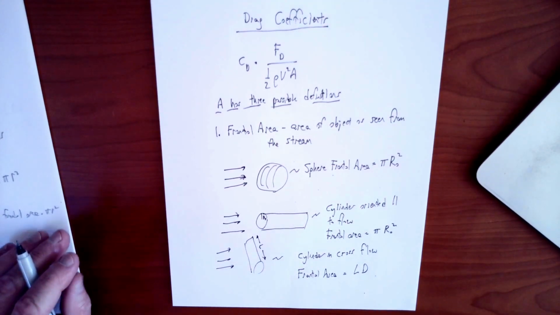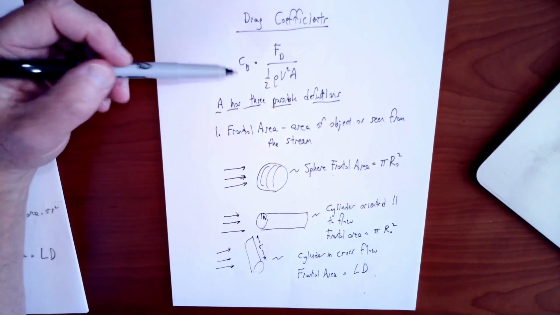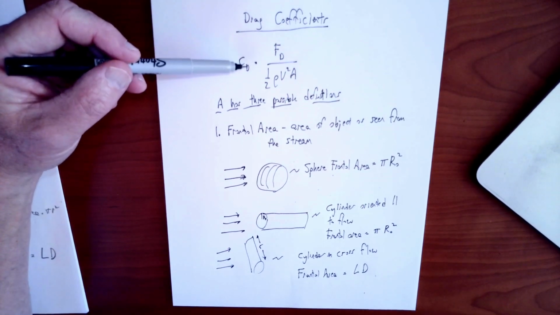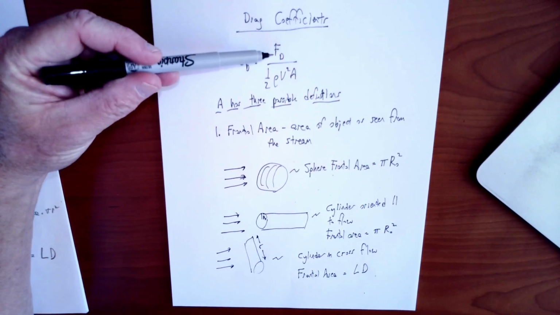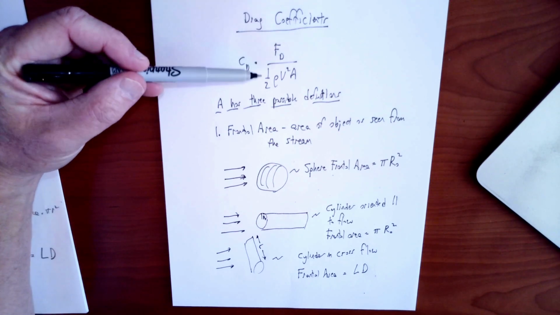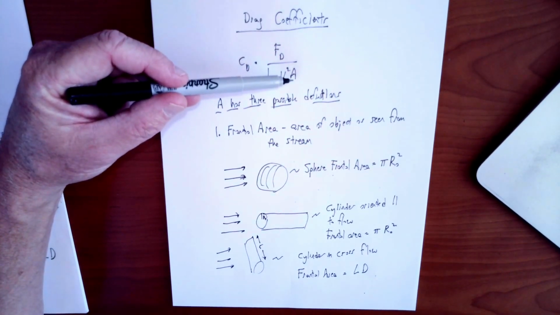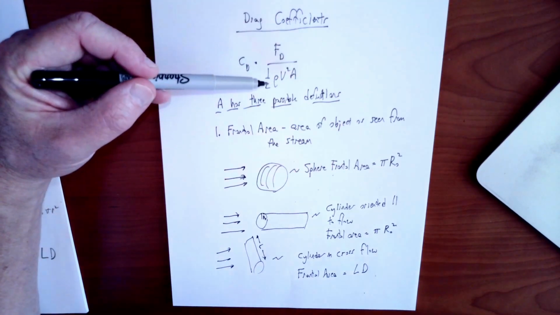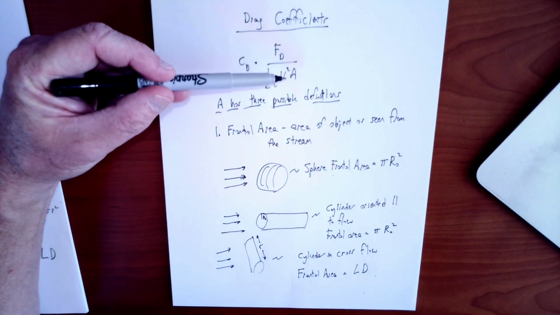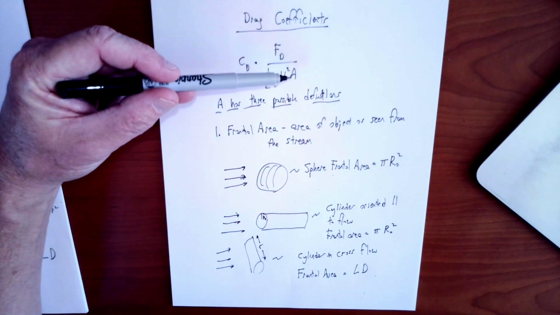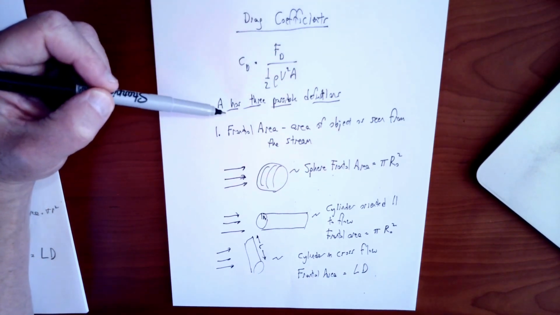Now we start talking about the drag coefficients. We define the drag coefficient, C sub D, as equal to F sub D, which is the force of drag, divided by 1/2 rho V squared, that's the inertial force effects, times A. And I said when I introduced this parameter that A could be defined in various ways. It has three possible definitions.